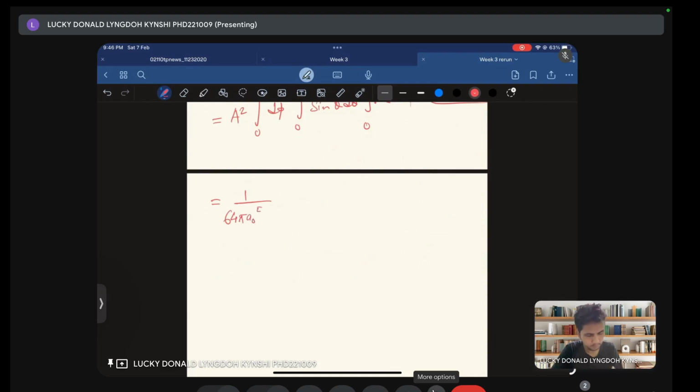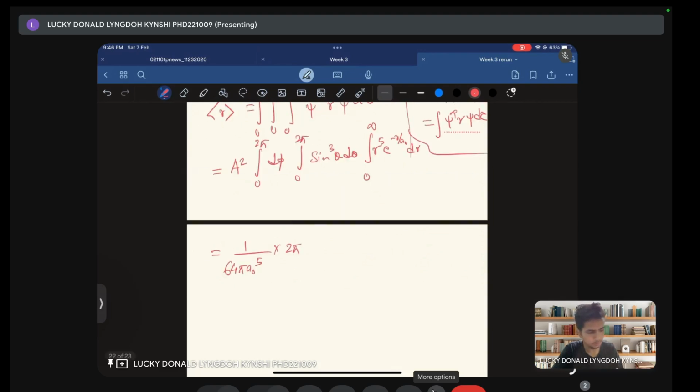Okay, then the integration of d phi will be 2 pi, the integration of sine cube theta will be something like 4 by 3, and r5 again, if you integrate r5 e to the power minus of r divided by a naught dr, it will be equal to 5 factorial a naught 6. So that means we get 120 a naught 6, and if you solve this, you will get 5 a naught.